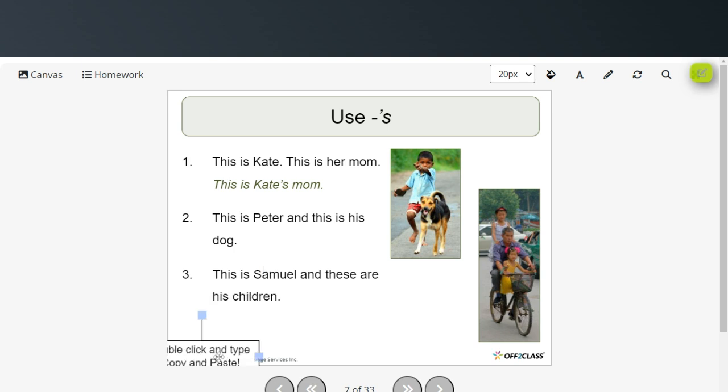This is Peter, and this is his dog. This is Peter's dog. And this is Samuel, and these are his children. These are Samuel's children.